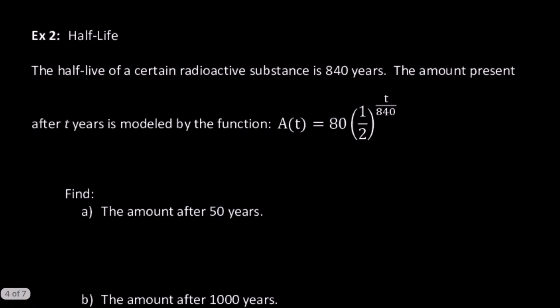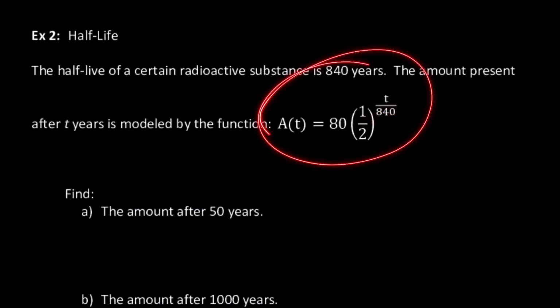All right, next example, half-life. The half-life of a certain radioactive substance is 840 years. The amount present after t years is modeled by this function. So this is our standard half-life formula. Here's our initial amount, A. Since it's half-life, this is always 1/2. And it's t, the amount of years, over the half-life of the substance. So if the half-life is 240 years of the substance, it goes there. If the half-life is 1 million years, then that's 1 million. So they already give you this.